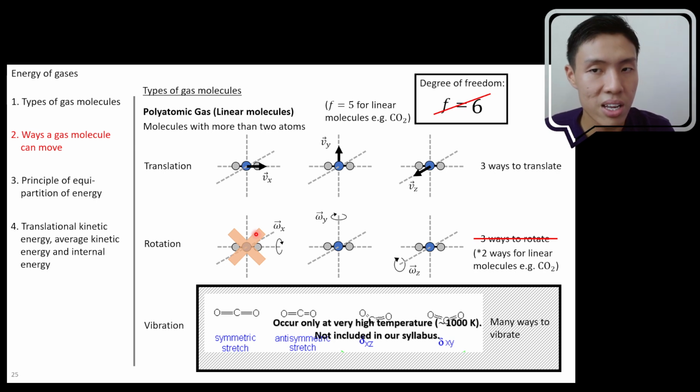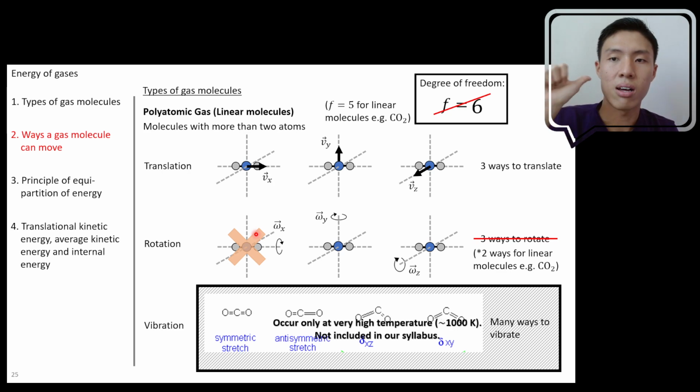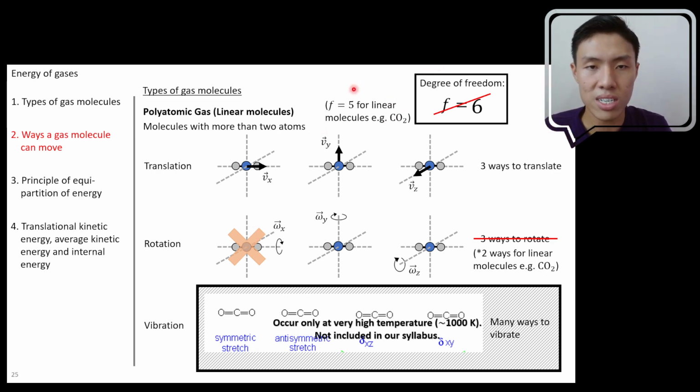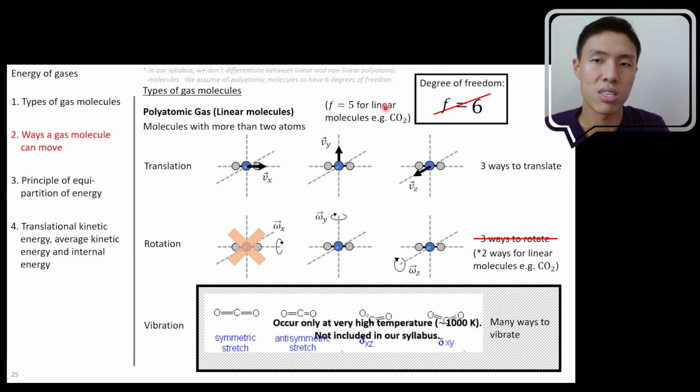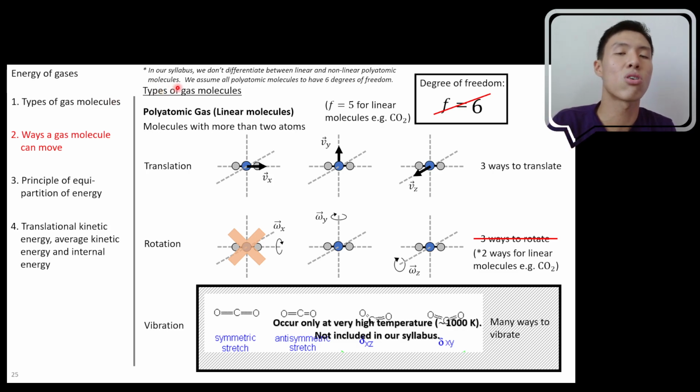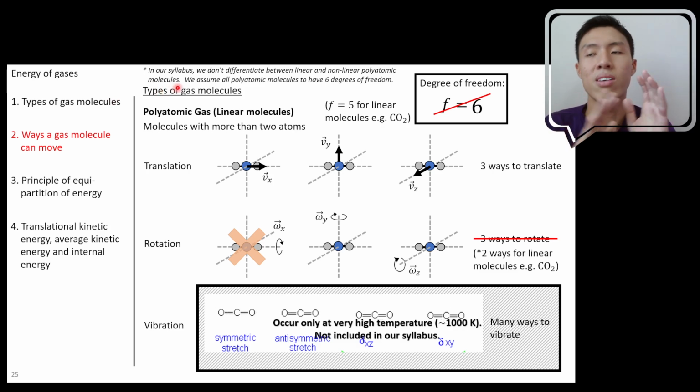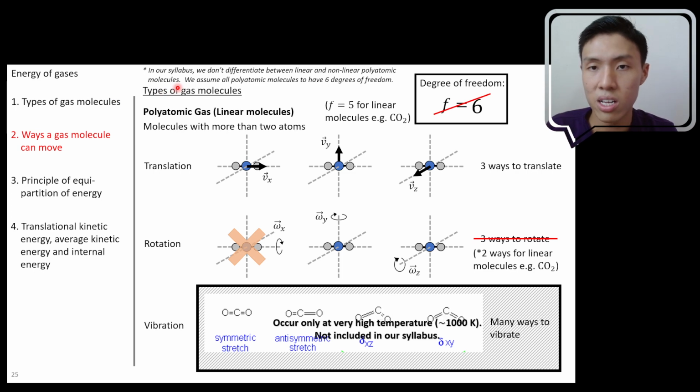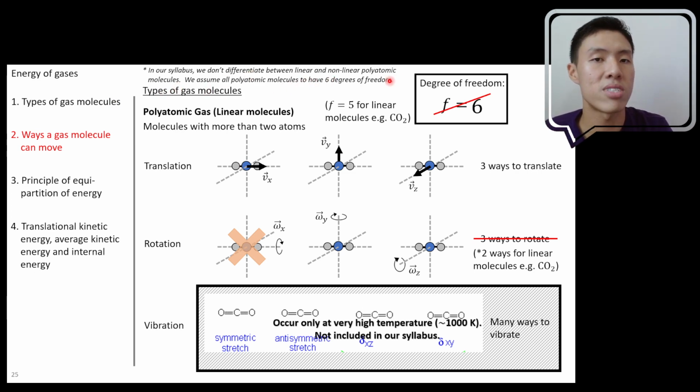So to summarize, for monoatomic, your degree of freedom is 3. Diatomic gas molecules, your degree of freedom is 5. Whereas for polyatomic gas molecules, your degree of freedom is 6. We are not going to discuss linear molecules in our syllabus actually. So in our syllabus, we don't differentiate between linear and non-linear polyatomic molecules. We are just going to call them polyatomic molecules, regardless of whether they are linear or non-linear. So because of that, we are going to assume all polyatomic molecules have 6 degrees of freedom.